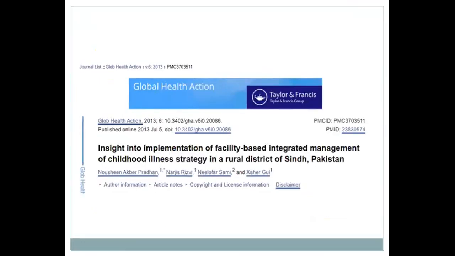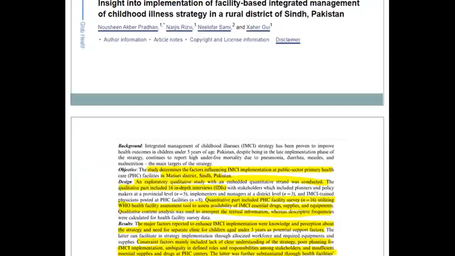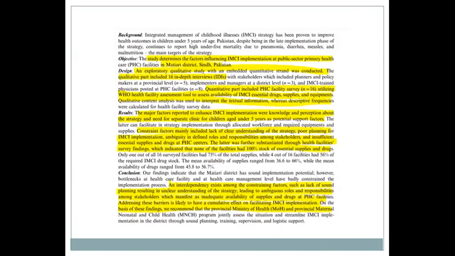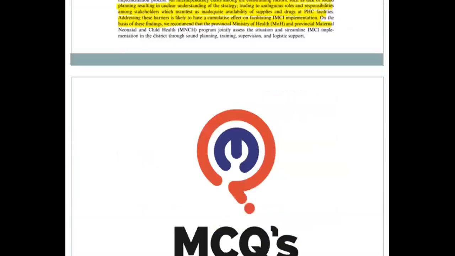Insight into implementation of facility-based integrated childhood illness in rural Punjab. This is also a qualitative study which is determining the factors influencing IMNCI implementation, which include lack of a sound planning system, leading to ambiguous roles and responsibilities among stakeholders. There are some constraint factors: poor planning, poor understanding of the strategy of IMNCI implementation among stakeholders, and availability of essential drugs.